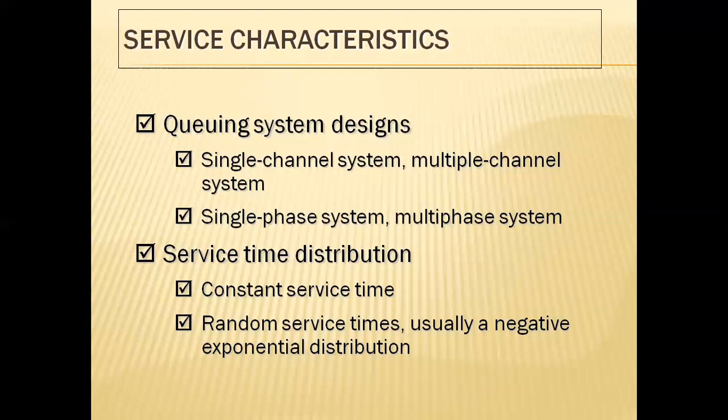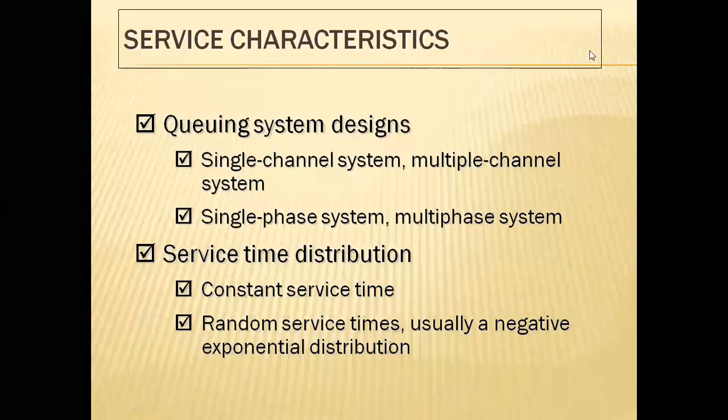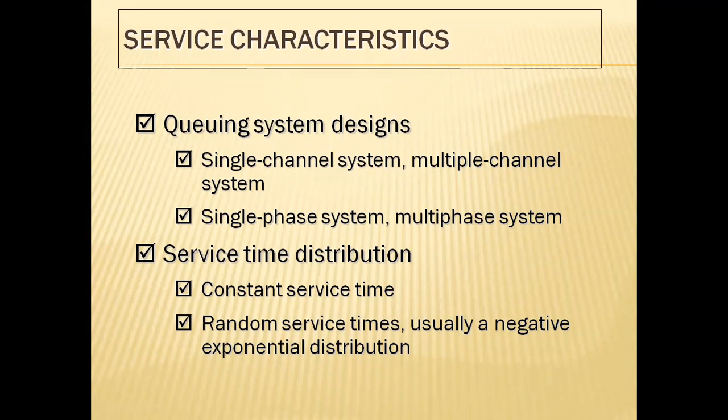Next, there are random service times, usually a negative exponential distribution. Actually, in the previous class, we had a discussion regarding Poisson's distribution, where there is no profit and no gain, or else only minimal profit-gaining activity is progressing in that case. Hence, fixed timings will be preferred in these automatic monitoring systems.